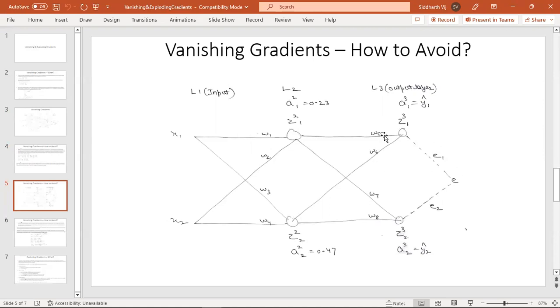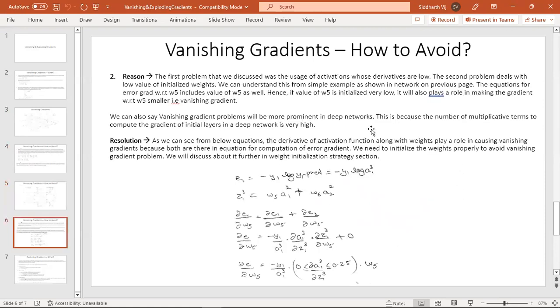So there's only one way to reach W5, which is by following E, then E1, then A31, then Z31, and then W5. So the gradient of error with respect to W5 would be the addition of the gradient of E1 with respect to W5 and the gradient of E2 with respect to W5. The gradient of E2 with respect to W5 will become 0 because there is no way we can reach W5 from E2. And now we will compute the gradient of E1 with respect to W5. E1 has this equation in the case of a binary classification network. So it is a generic log loss kind of formula.